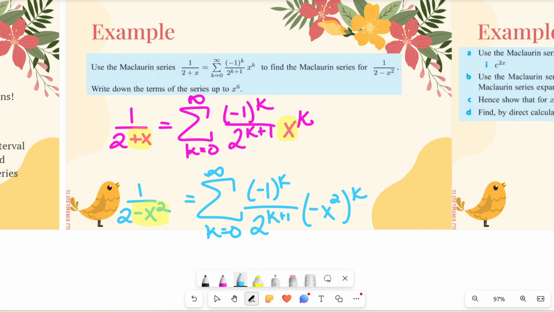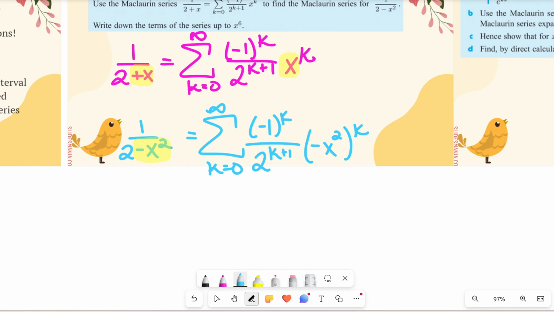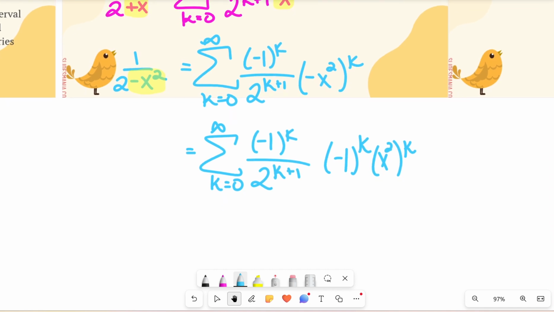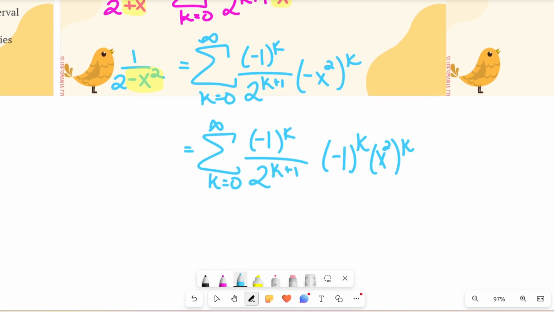Now I don't want to just leave it like this. I want to simplify my answer as much as possible. So I'm going to separate my negative x squared to the k power a little bit. I'm going to rewrite this term as negative 1 to the k power and x squared to the k power. We know that's actually what's happening here. We know we can separate those terms.